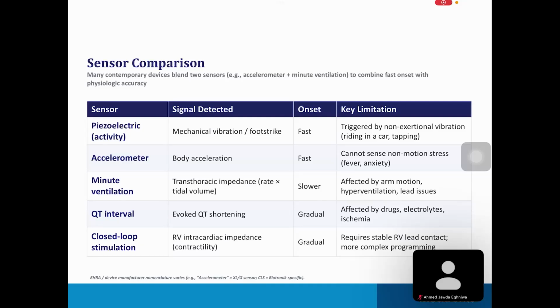We already have the NBG code: VVIR, DDDR. This is a rate response. And we already explained when we will use this rate response. Clear? This rate response depends on this sensor or that one, or most companies will have 2 sensors, depending on 2 sensors in every pacemaker, not 1 sensor alone.